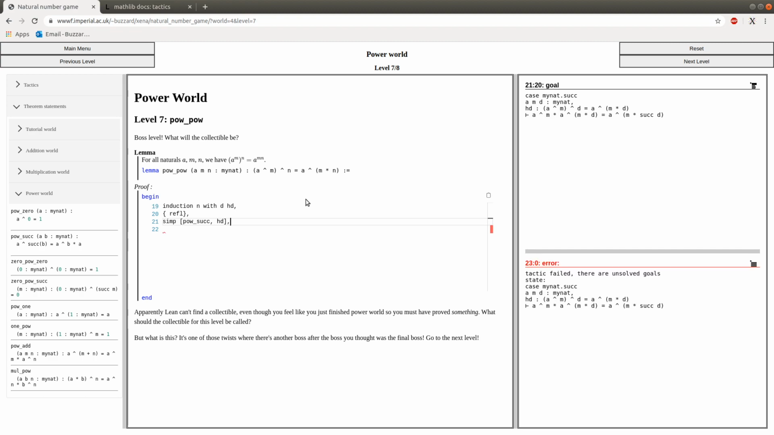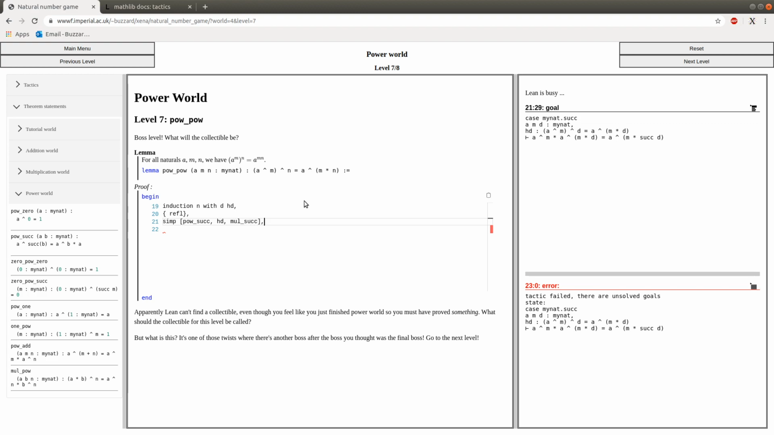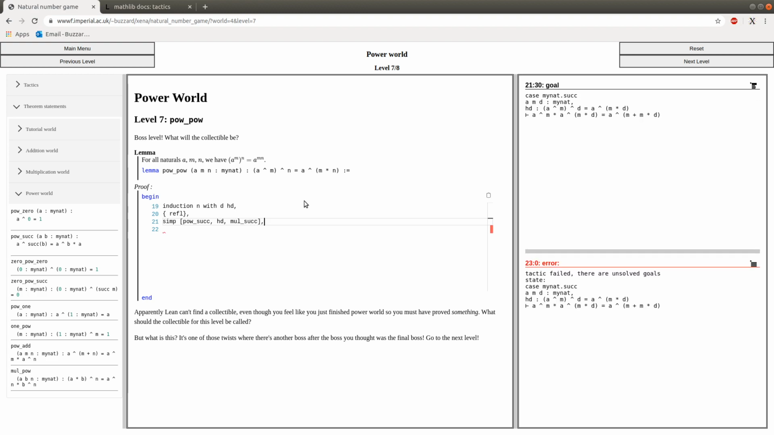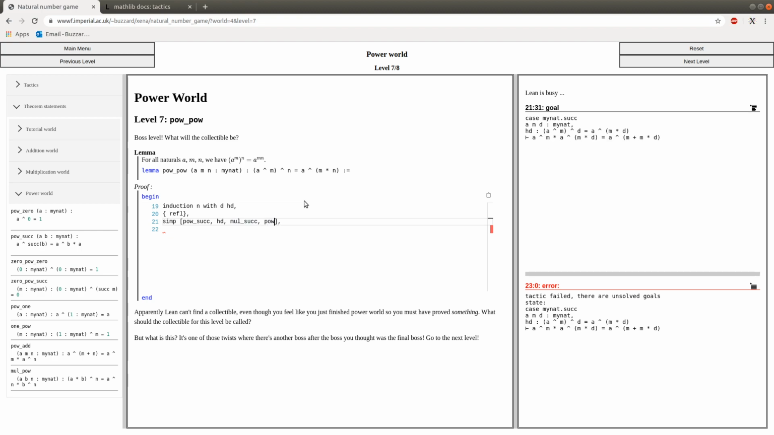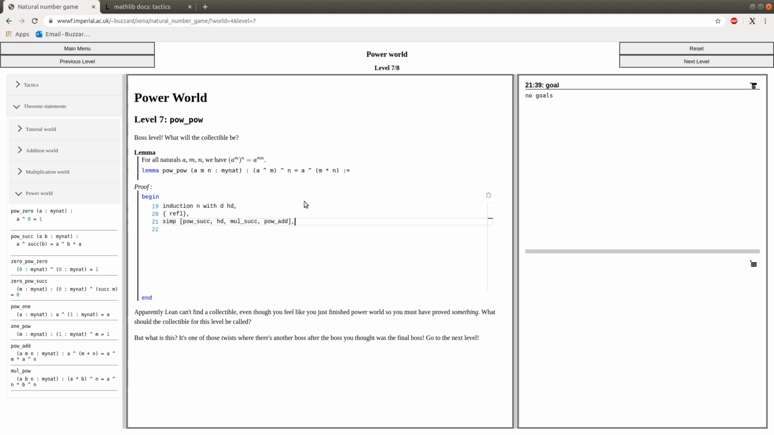And now what else do we need? Maybe we need mulsuck. And now we need pow add, and we've proved that already. You see, isn't this an incredibly well put together game? There we go, done.